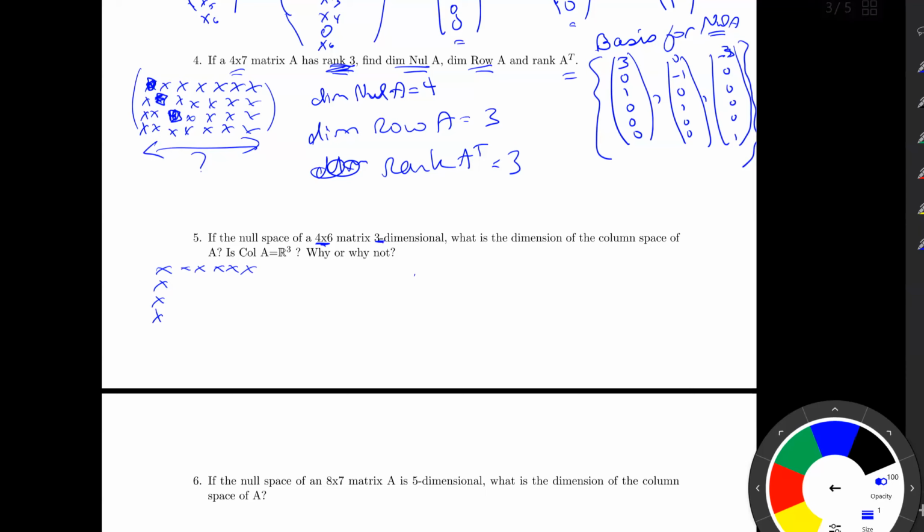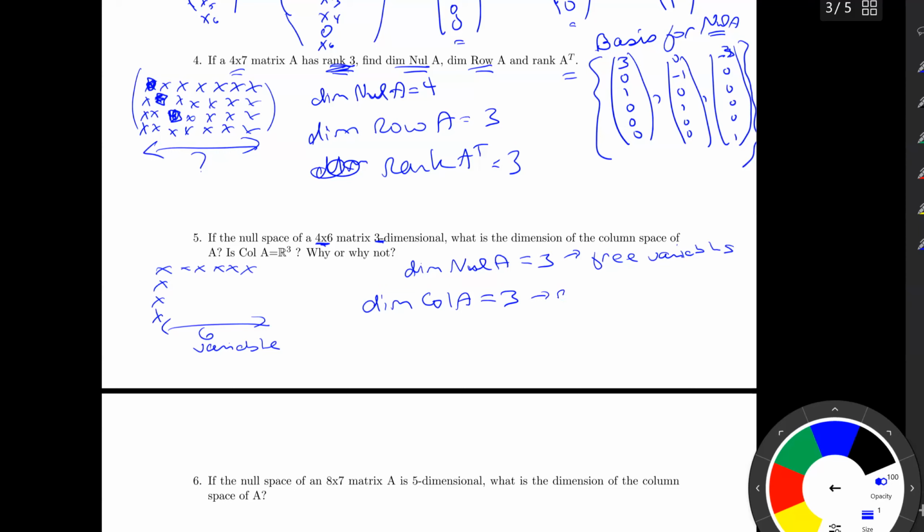Okay, so if the dimension of null A is equal to 3, that's like saying that's the number of free variables. And if it's a 4 by 6, there's 6 variables total. So what's the dimension of column A? The dimension of column A must be 3 because that's the number of basic variables that I must have left. Okay, so that means I have 3 pivots. I get that from the dimension of column A equaling 3. So there's my 3 pivots.